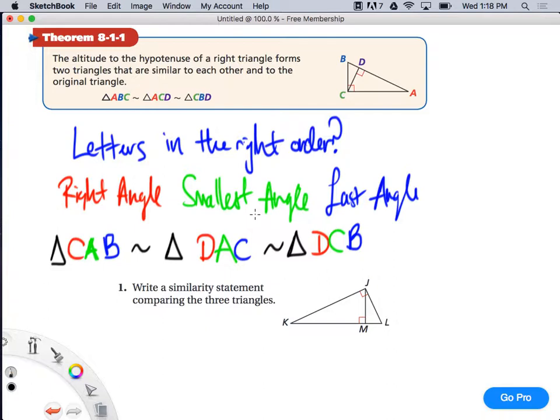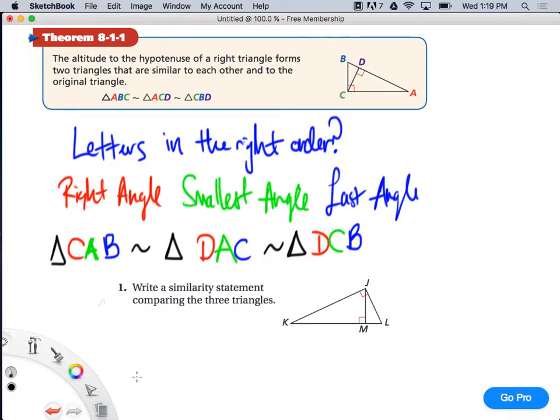Now, let me be very clear, guys. You don't have to do the right angle first, then the smallest angle, and then the middle angle. You could do the smallest angle first, then the right angle, and then the middle angle. Or the middle angle first, then the smallest angle, then the right angle. It doesn't matter what order, but you have to have the same order for all the triangles. That's how you do this. Does that make sense? Okay, so let's take a look.